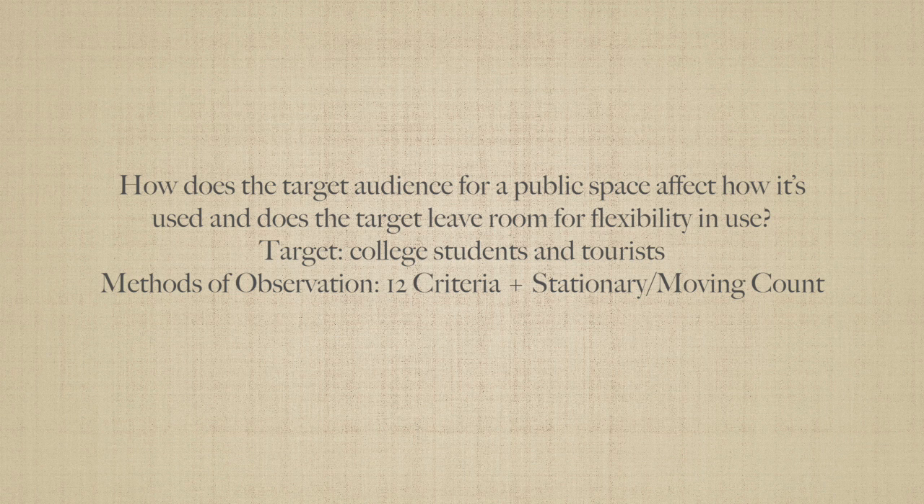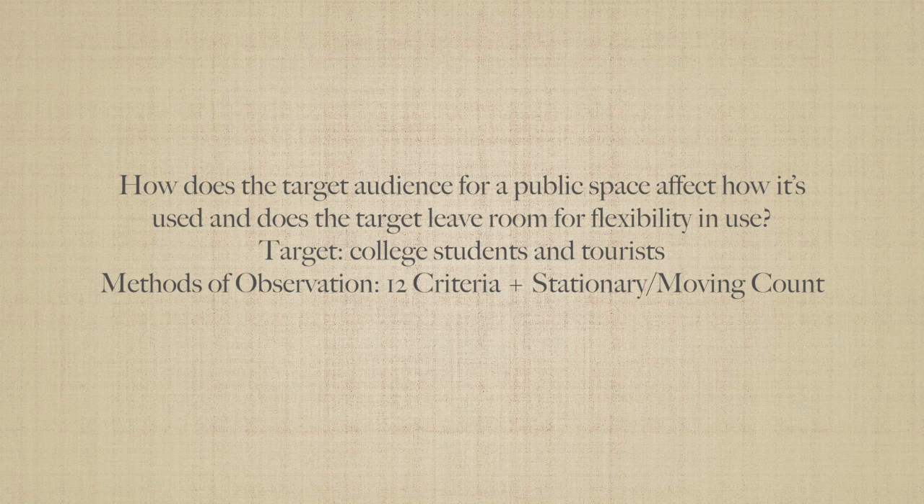I decided to investigate how the target audience for a public space affects how it's used, and does the target leave room for flexibility in use. I used the 12 criteria and a stationary moving count in order to determine who was using the square and how. I thought this would be interesting to observe because it is near a college, library, and shopping center. As a result, I wanted to see if Frue Plads is used as a way to get from one place to another, or if people dwelled in the square throughout the day.